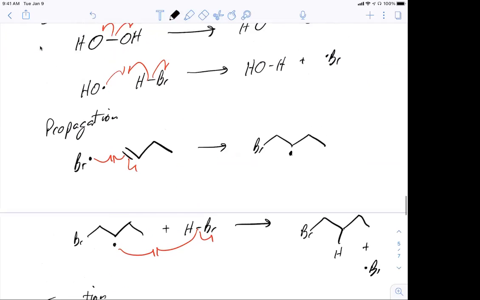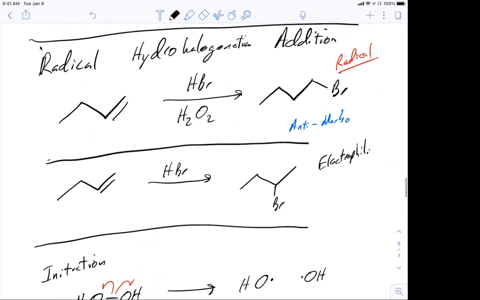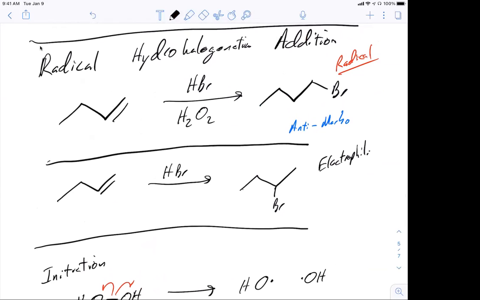Okay, questions about the anti-Markovnikov addition of HBr. HCl will work as well. Hydrogen fluoride doesn't work as well. Hydrogen iodide can work, you don't see it as often. The radical of the iodine is so stable that it's not very reactive. So most of your radical reactions are really going to be around bromine and chlorine.